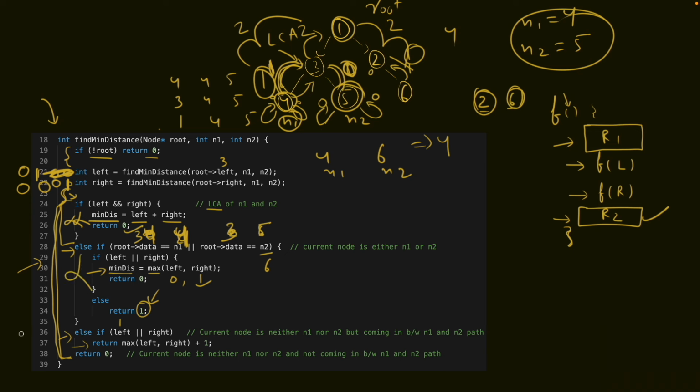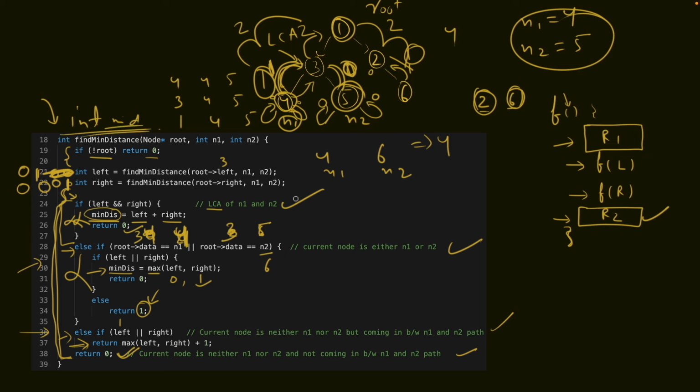Then you will try to go to this one, but left and right both are 0. So you will not hit this also. So what remains? This one. And with a combination of these 4 conditions, this one, this one, this one, and this one, you will actually end up having the correct result in this minimum distance variable. This is some integer global variable, okay?